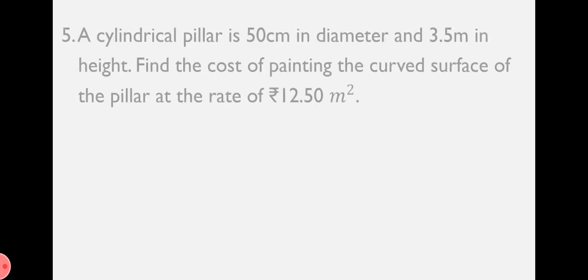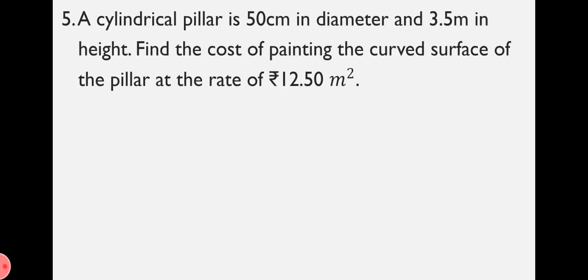Next question. A cylindrical pillar is 50 centimeter in diameter and 3.5 meter in height. Find the cost of painting the curved surface area of the pillar at the rate of rupees 12.50 per meter square. Now it is given that the diameter and height of a cylindrical pillar are given. We have to find the cost of painting the curved surface area of the pillar at the rate of rupees 12.50 per meter square.